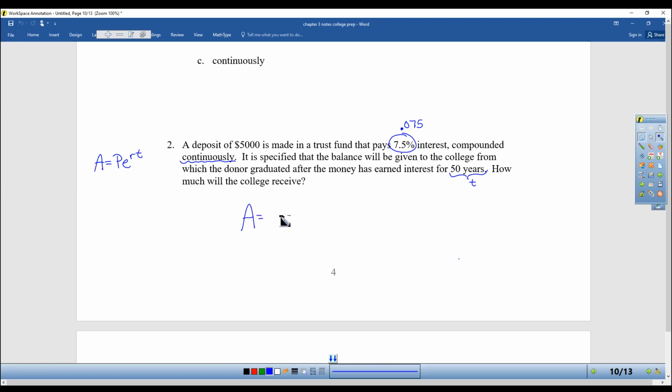So the amount that they're going to receive is the principal, and since it's being compounded continuously, E to the 0.075 times 50. A is equal to, you can go ahead and type that into your calculator, or I know some of you are just going to wait for me to put it into my calculator. And you get $212,000, which is just amazing, right? 50 years, you started with $5,000 and ended up with 212. That is the power of compounding.